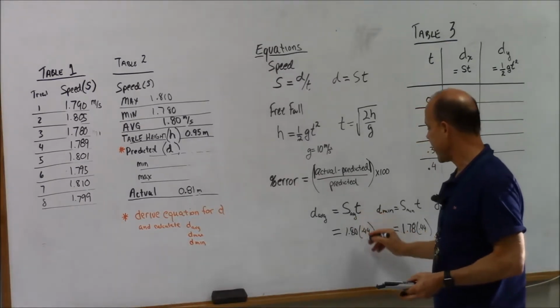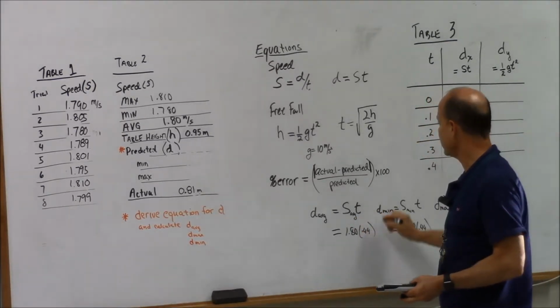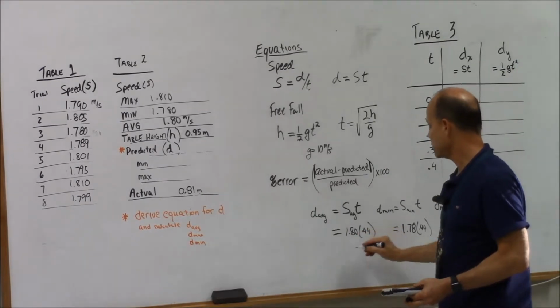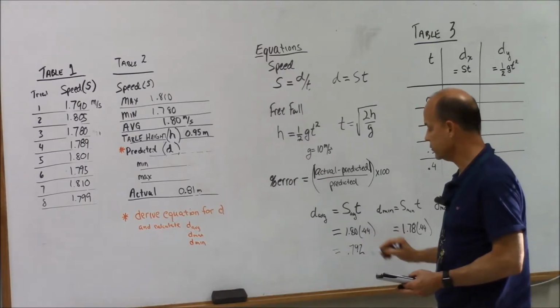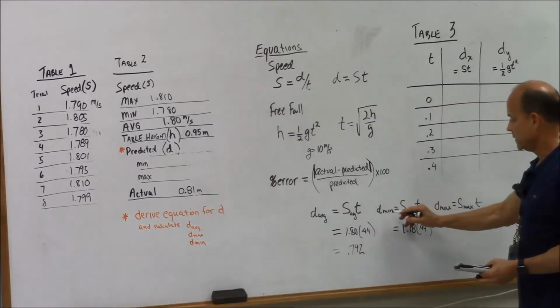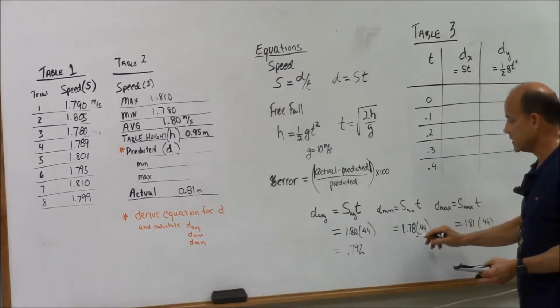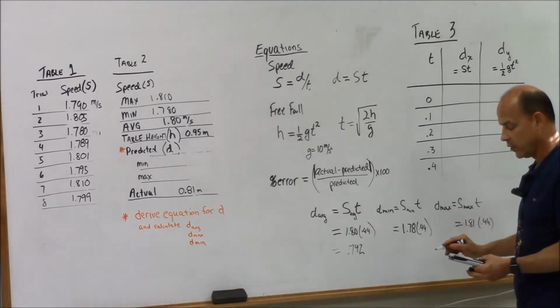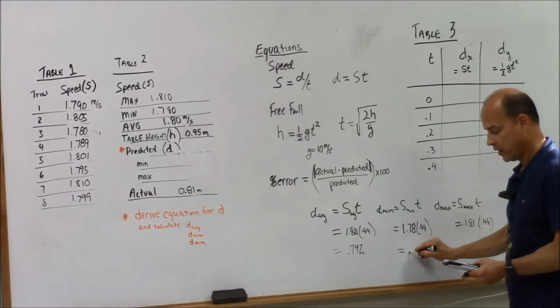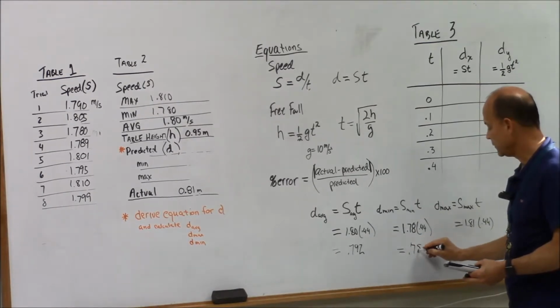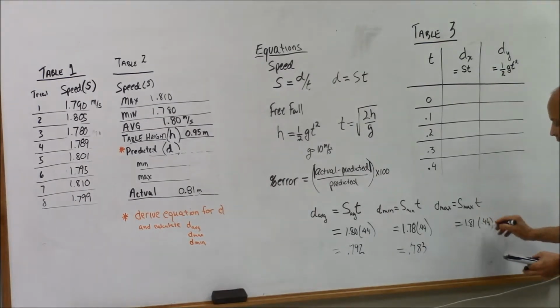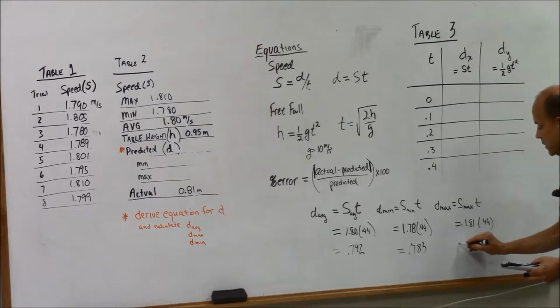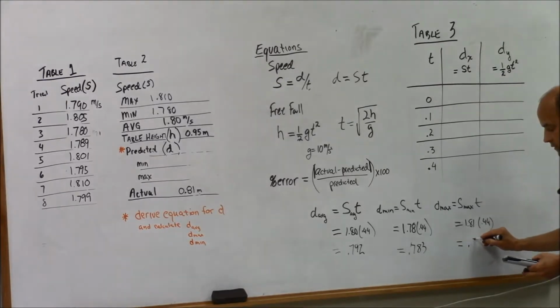Okay, so D average is equal to the average speed times our time. 1.80 times 0.44 is equal to 0.792. D min is equal to the minimum speed times the time, which is 1.78 times 0.44, which is 0.783. And the maximum is 1.81 times 0.44, which is 0.796.